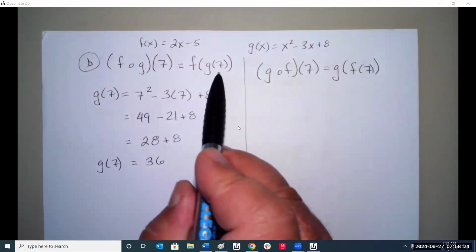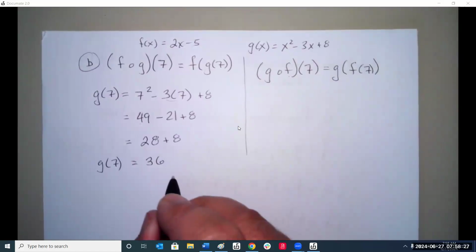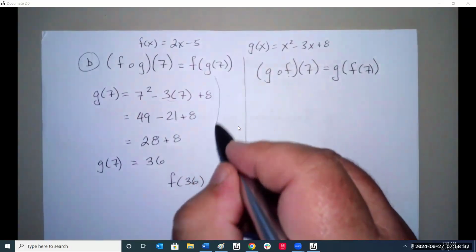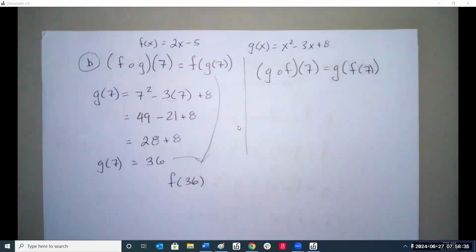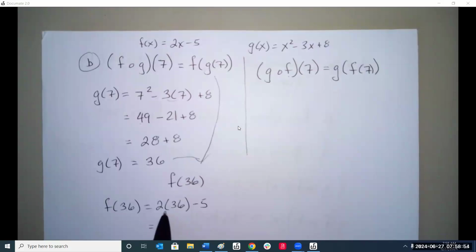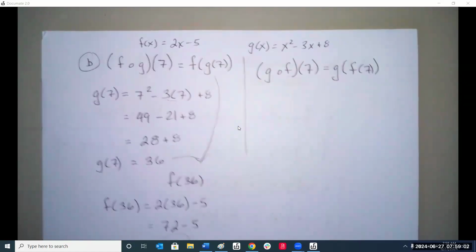That's the inside there. So what we have now is f of 36, because we now define what g of 7 is. So now we've got to find what f of 36 is. f is 2x minus 5. So anywhere you see an x, put a 36. 36 times 2 is 72. Minus 5 equals 67.